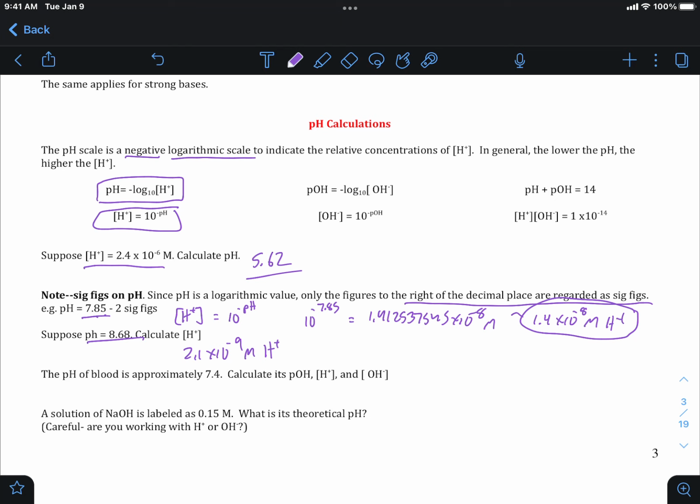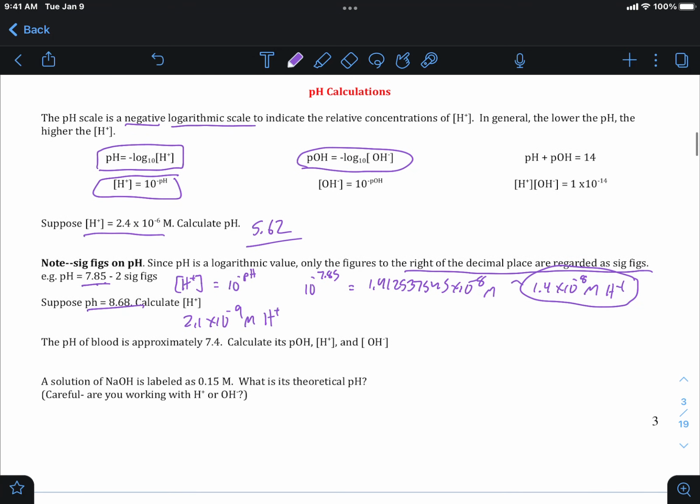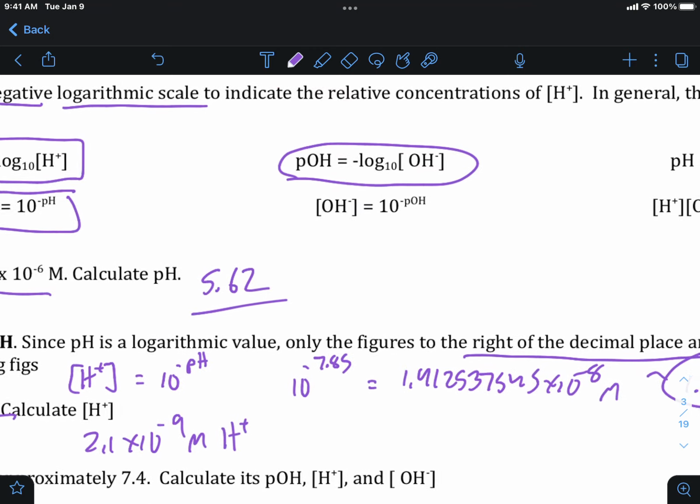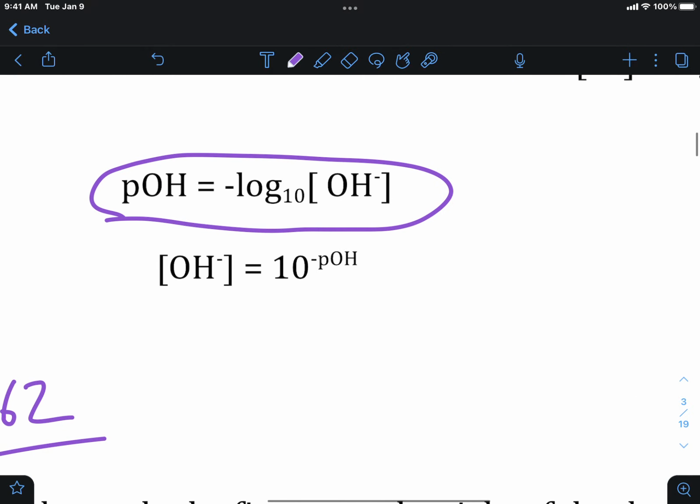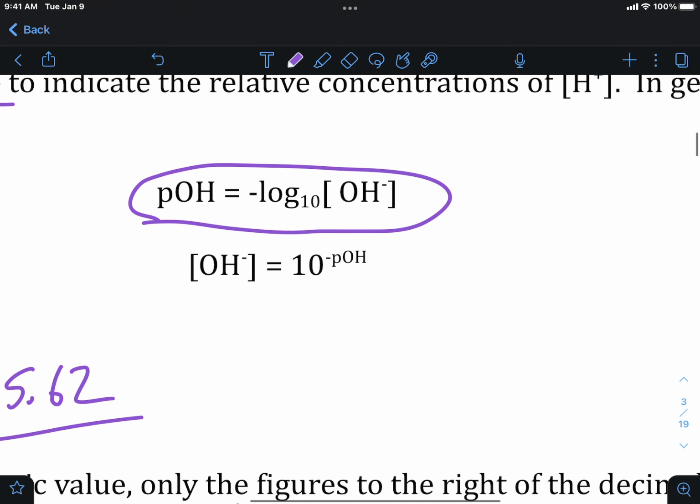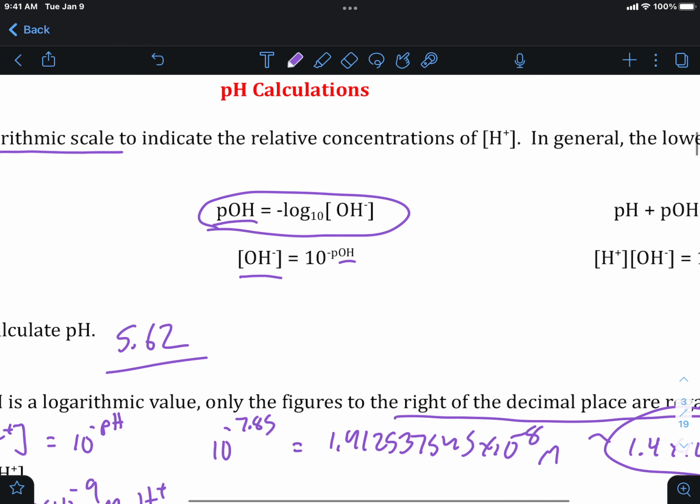Now, as a corollary, sometimes you don't have the H plus concentration, sometimes you have the hydroxide concentration. And if you have the hydroxide concentration, you can solve for what's called the pOH, right? It's the negative logarithm of the hydroxide concentration. It's the same thing. So by that logic, you can find the pOH, and you could also find the hydroxide concentration if you have the pOH, right?